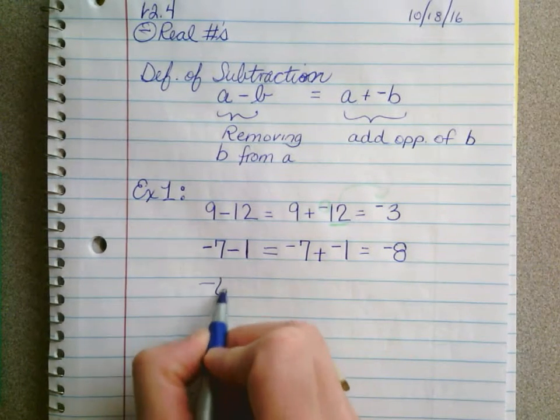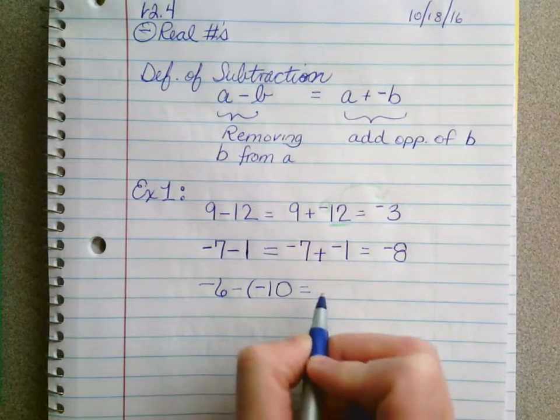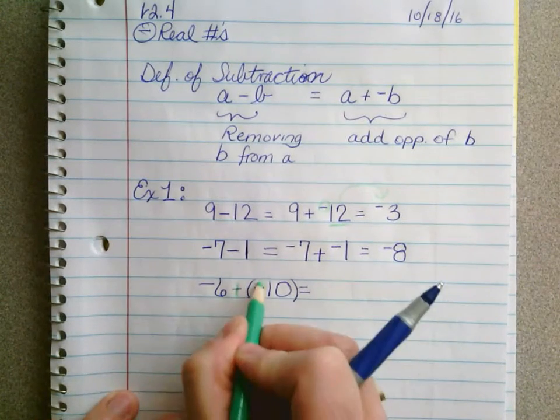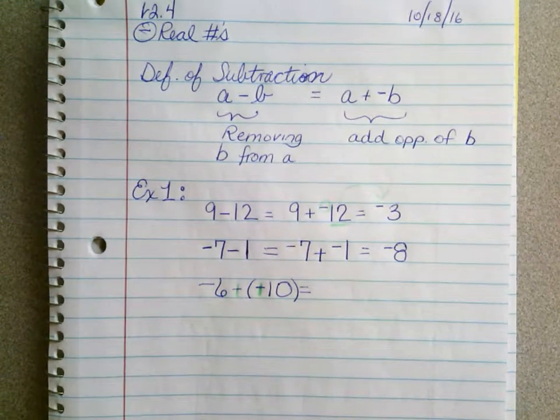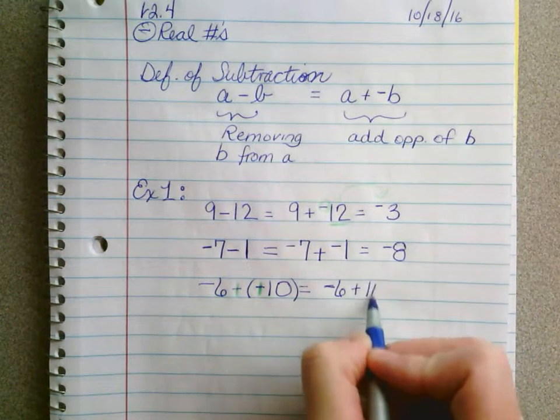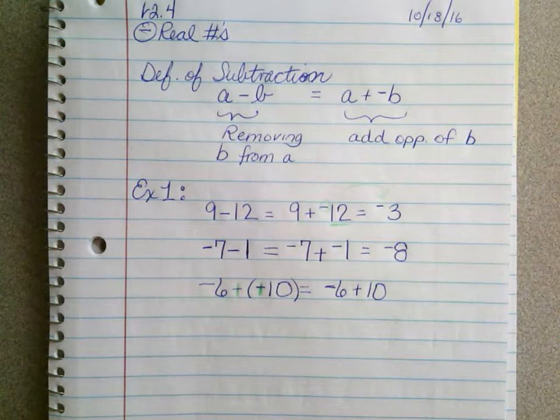Or negative 6 minus a negative 10, you add the opposite of the second number. So now it is negative 6 added to a 10. Remember, I don't know if you guys remember this or if I said it with this class, removing a negative has a positive impact.